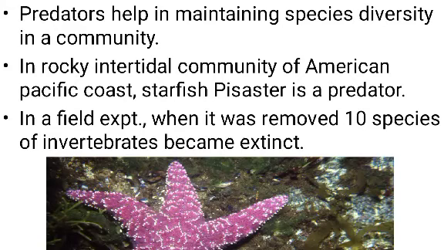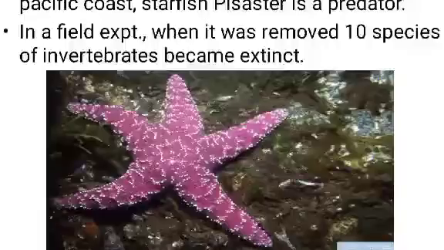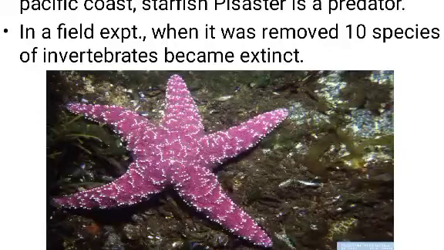In the American Pacific coast, there is a predator by name Pisaster. It is actually a starfish. Here you can see the starfish Pisaster. So it is one of the predators found in the intertidal regions in the American Pacific coast. On an experimental basis, they removed this starfish Pisaster. Okay. So what happened in that intertidal area?